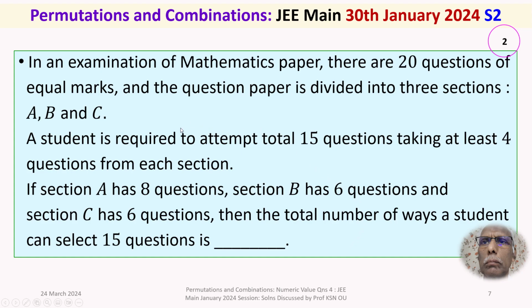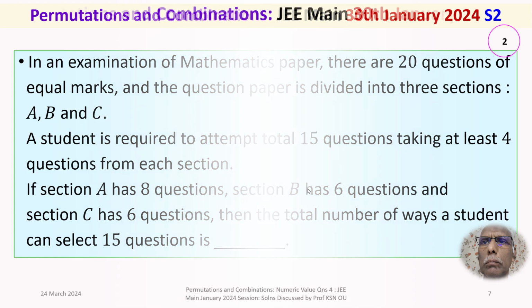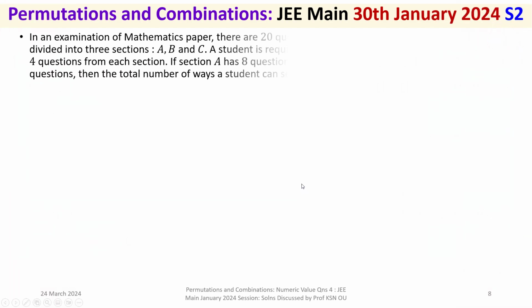So, we have an examination paper of mathematics, with 20 questions of equal marks, and the question paper is divided into 3 parts, part A, part B, part C. A student is required to attempt 15 questions, taking at least 4 questions from each section. Section A has 8 questions, section B has 6 questions, section C has 6 questions. Then we have to find the total number of ways a student can select 15 questions. Let's now discuss the solution of the problem in detail.